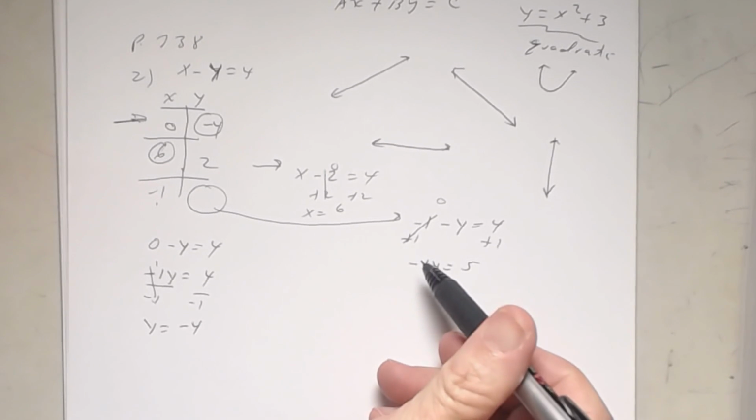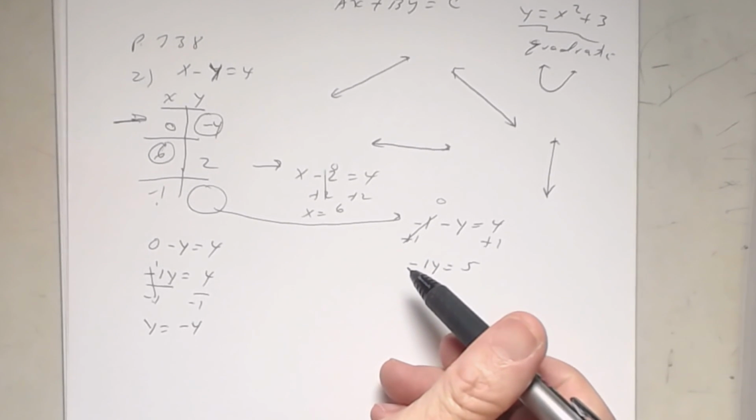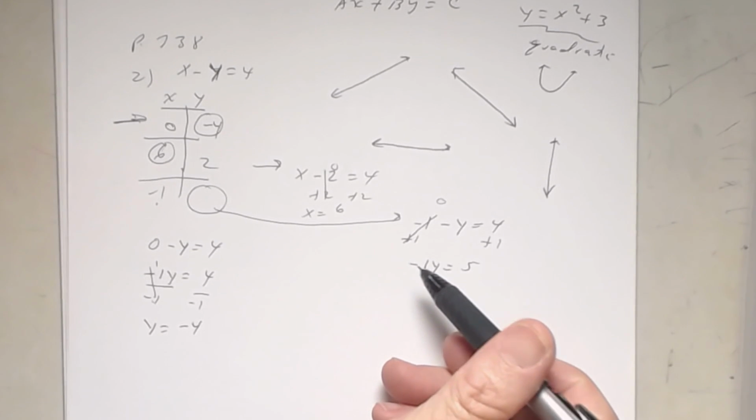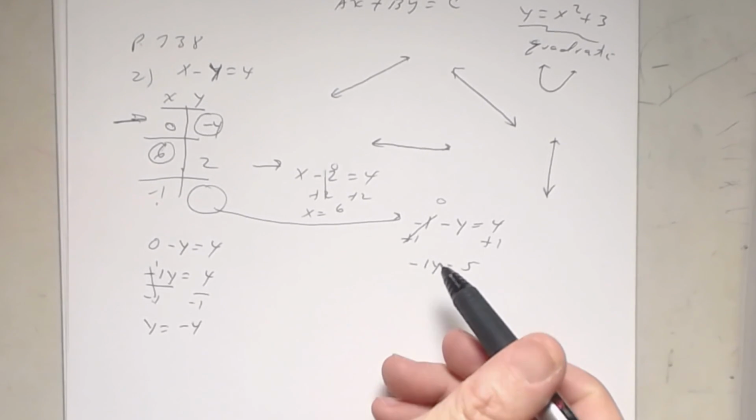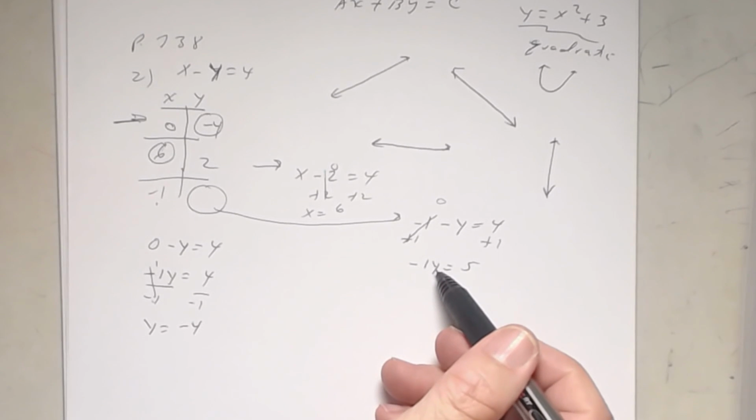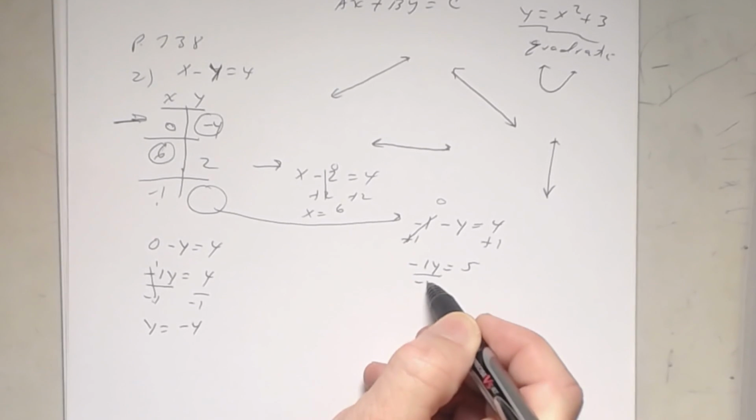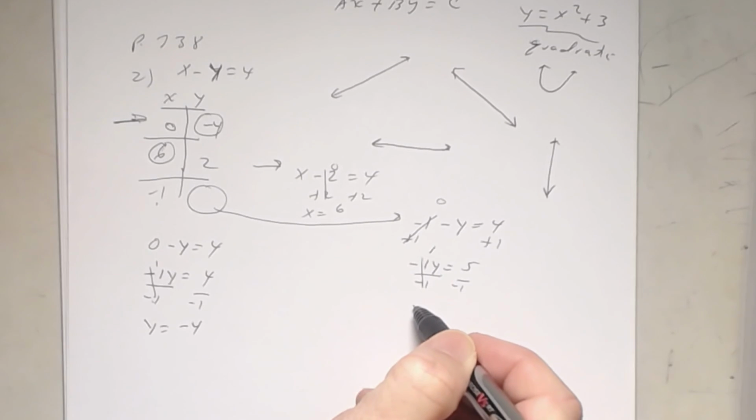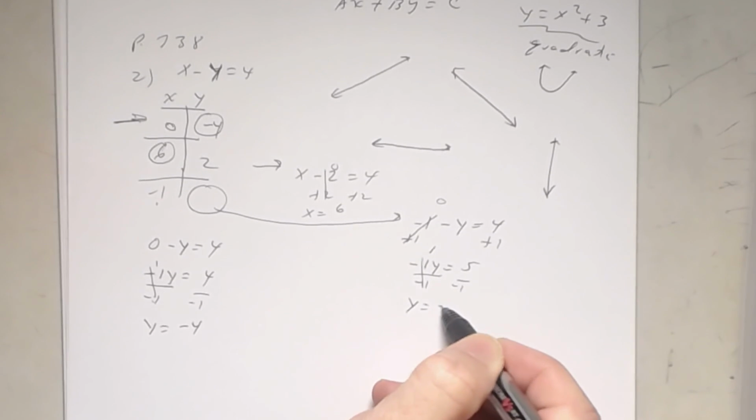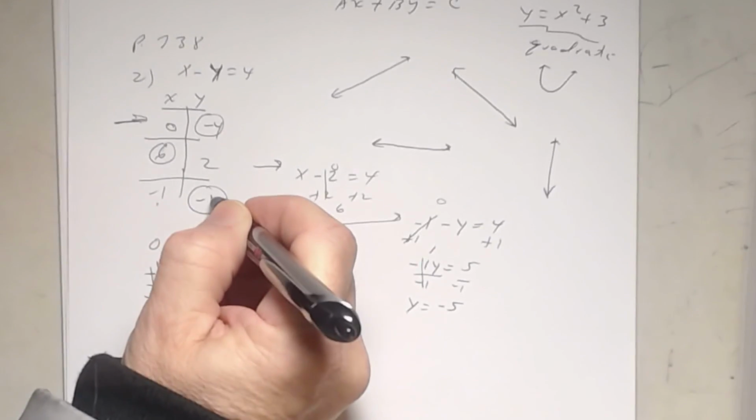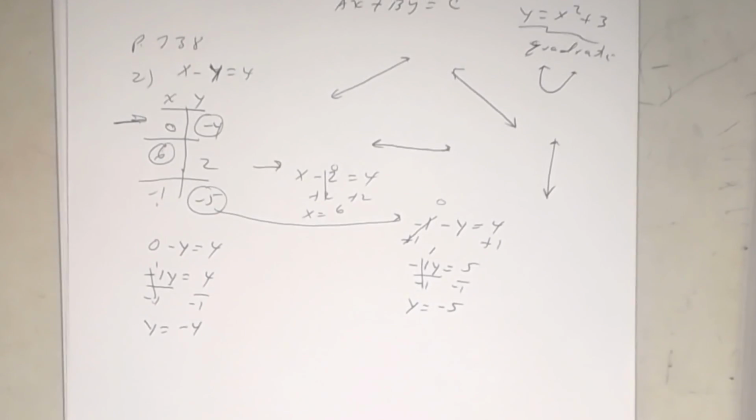The reason I'm putting -1y is just to indicate that at some point you're going to have to divide by what? -1. Because right now I'm multiplying by -1. The opposite of multiplying by -1 is to divide by -1. So that's your next step. -1 divided by -1 is 1. 1 times y is y. So what's my y coordinate? -5. Then I plot that solution, (-1, -5). And what quadrant is (-1, -5)? Quadrant 3.